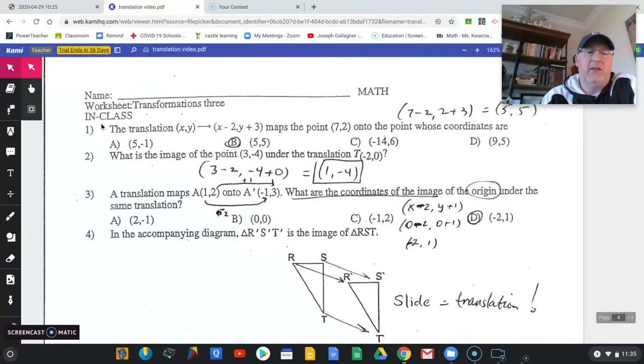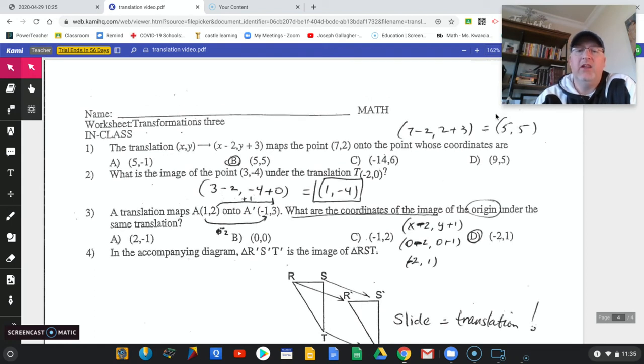We're going to look at the next page where it says in class. There's a translation that's shifting x, y to x minus 2, y plus 3. What's going to happen to the point 7, 2? Onto which point in the long run? So now notice we're going to take the 7 and subtract 2 from it. 7 minus 2 is 5. We're going to start at positive 2 and add 3. 2 plus 3 is 5.